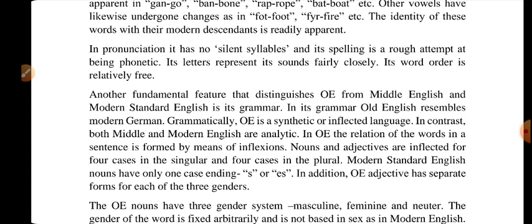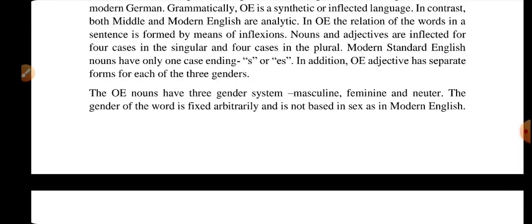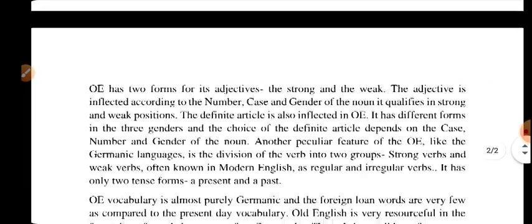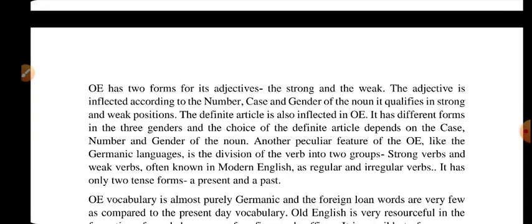In addition, the Old English adjective has separate forms for each of the three genders. Old English has a three-gender system, that is masculine, feminine and neuter. The gender of a word is fixed arbitrarily and is not based on sex as in modern English. Old English has two forms for its adjectives, the strong and the weak. The adjective is inflected according to the number, case and gender of the noun. It qualifies a noun in a strong and weak position.